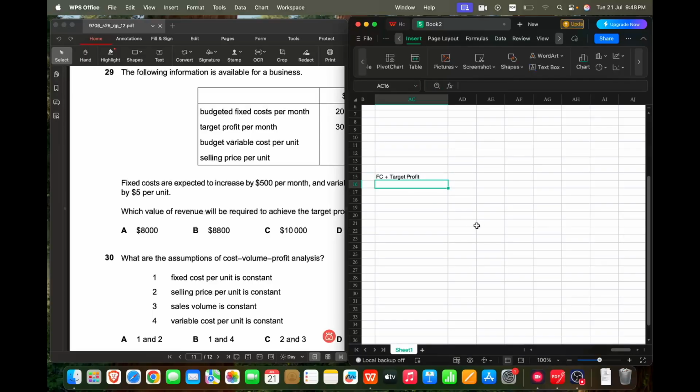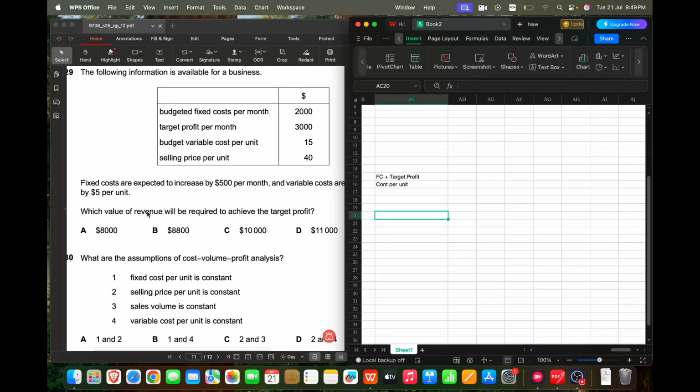Okay, and this will be divided by contribution per unit. Now, this will not give you the revenue, but it will give you how many units we should sell in order to reach this much profit. And if you simply multiply that output, the sales units, with the selling price, we'll get our targeted revenue here.